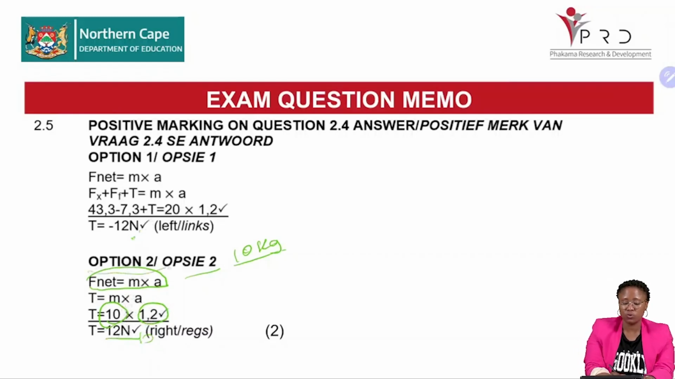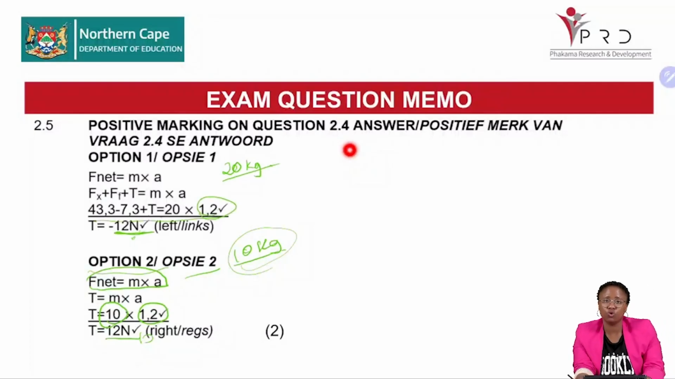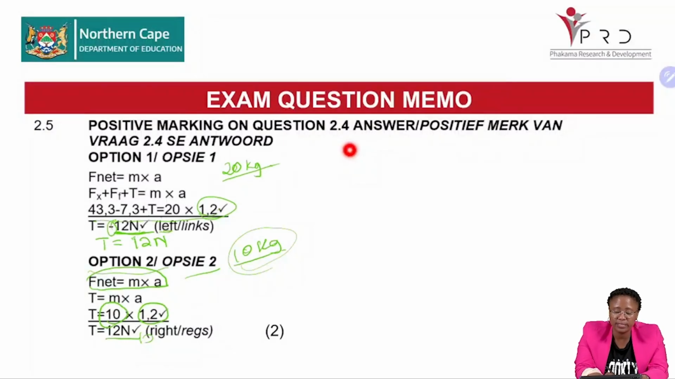So you can either use option 2, which is using the 10 kg block, or option 1 where you use the 20 kg block. Okay, now you go back to the same formula, then you substitute what the acceleration is, then you should get your tension also as 12. Remember, what you do is you always put T is equal to 12 newtons. You always write the magnitude as a positive, and then the negative will always indicate the direction, and the direction here will be left. Okay, very much important to remember that.